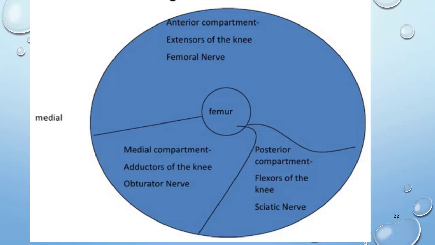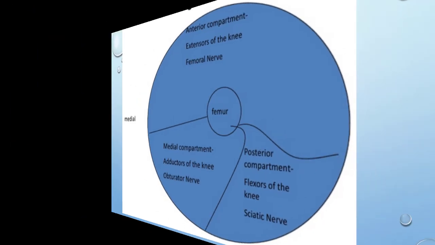As I told you, each compartment has its own nerve supply. The nerve supply of the anterior compartment is the femoral nerve, of the medial is the obturator nerve, and of the posterior compartment is the sciatic nerve. I will tell you the details of these compartments in the next session, but now we are going to cover the last modification of the fascia lata, that is the saphenous opening.